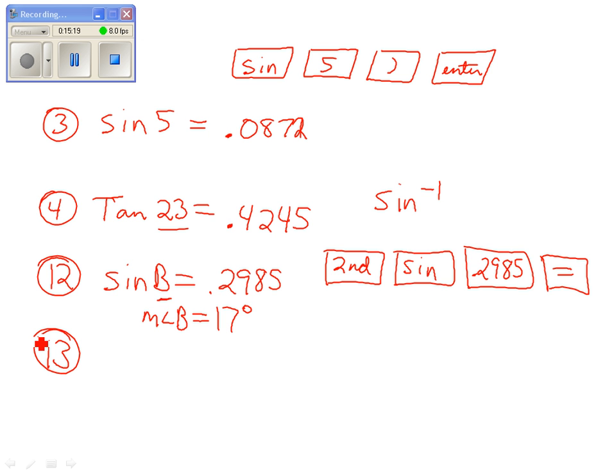Number 13, they say the tangent of angle A equals 0.4168. We're going to do the same thing, except this time you hit second, tangent, put in your number, 0.4168, hit enter. That tells you the measure of angle A. We're going to round it off to about 23 degrees.